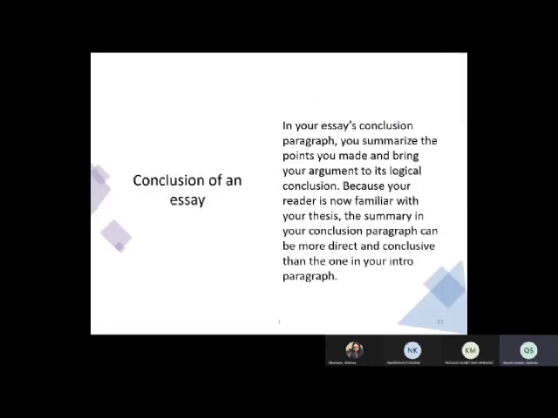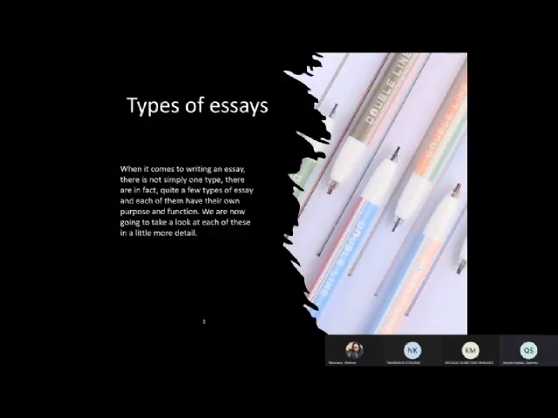Then, of course, the conclusion of your essay, you simply summarize the points that you've made, you restate your thesis, and then you can now provide concluding remarks. So now let's look at the different types of essays. I was just giving you a brief summary about the structure of a normal essay before we get into the specific types of essays.